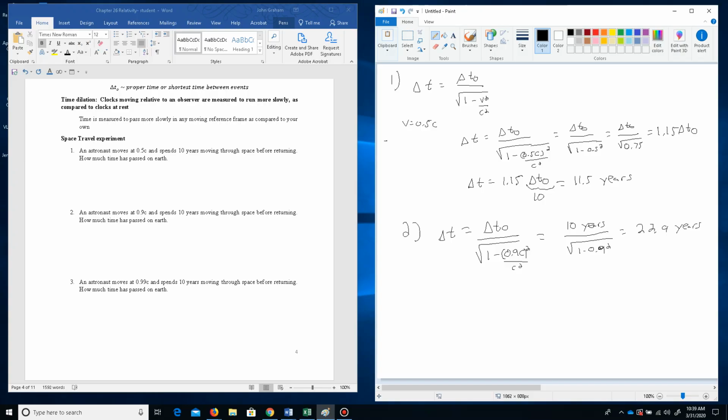Now we're going to do it at 0.99c. Again, 10 years for the proper time, over the square root of 1 minus 0.99c squared over c squared. So this would equal 70.9 years. If this guy left in the year 2020, when he's 10 years older, 71 years will have passed, so it'd be almost 2091.